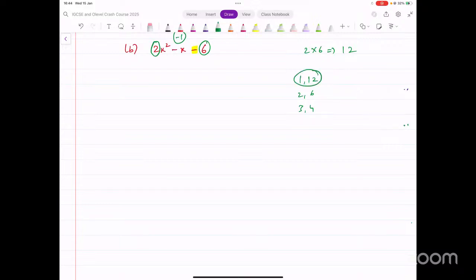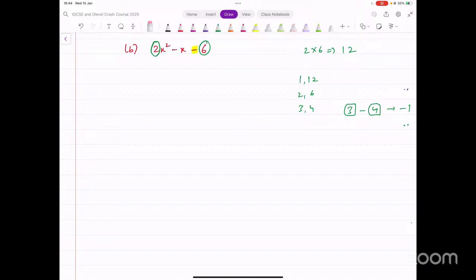What does that give us? 1 minus 12 or 12 minus 1. What do we get from that? We get 11 or minus 11. Is that what we want? No, we want 1 or minus 1, right? 6 minus 2 is 4. 2 minus 6 is minus 4. Again, that does not work. 3 minus 4 and 4 minus 3. We can actually use 3 minus 4. When we subtract these two numbers, we get that number in the middle, which is minus 1, and that's what we want.